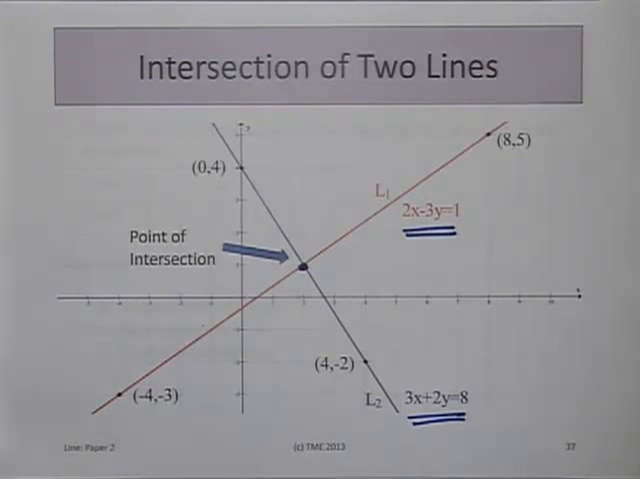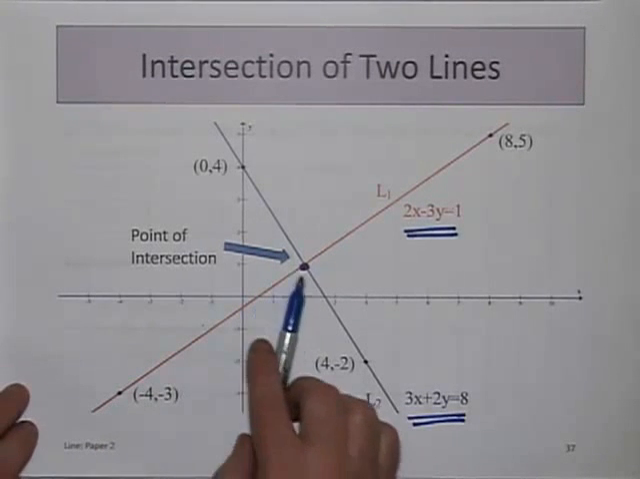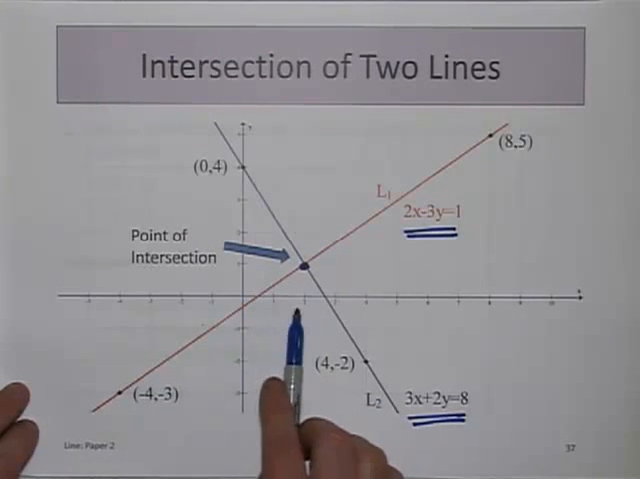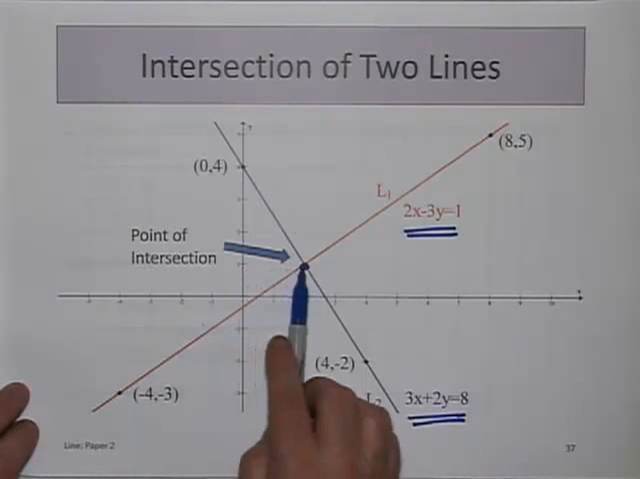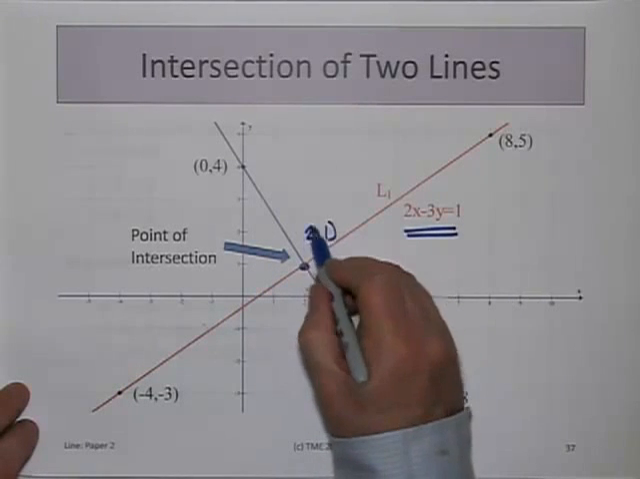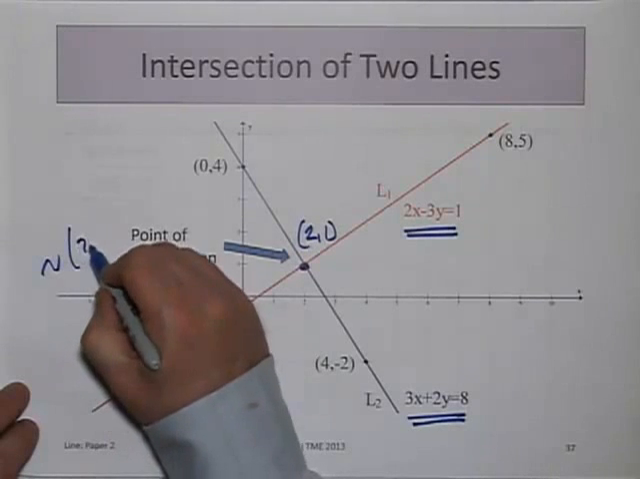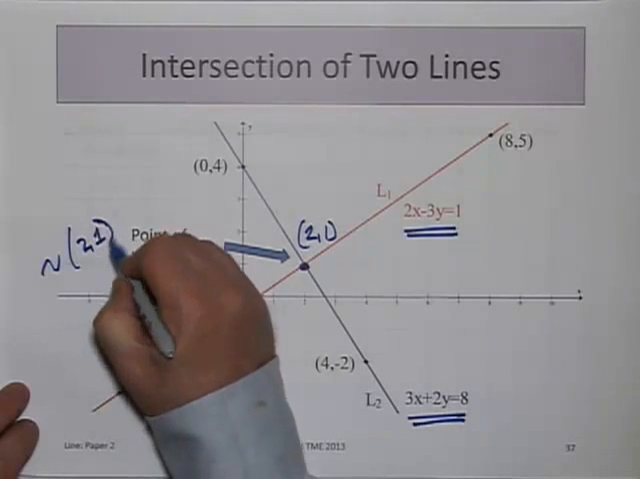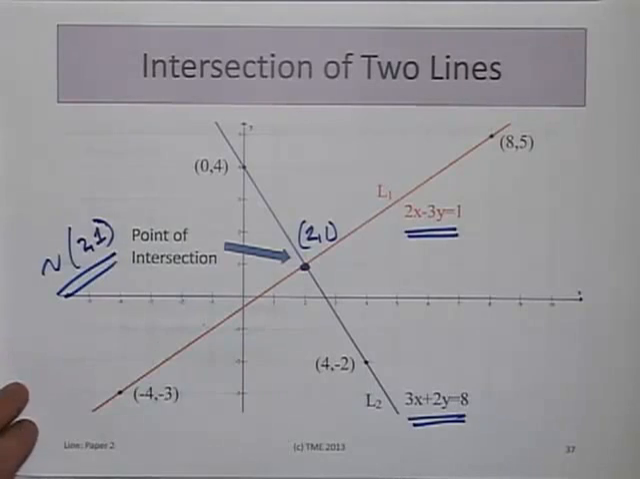If we weren't told anything about it and asked for the point of intersection by eye, we'd look across and say, that looks like it's about 2, that looks like it's 1 up, and you'd say, roughly 2, 1. Somewhere approximately around 2, 1, you'd say.